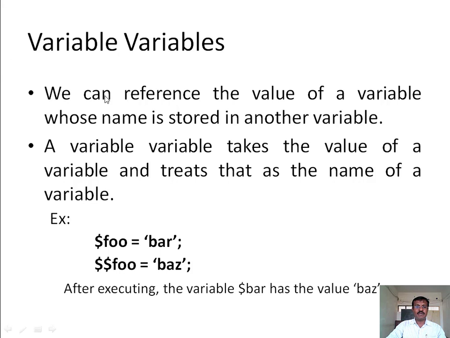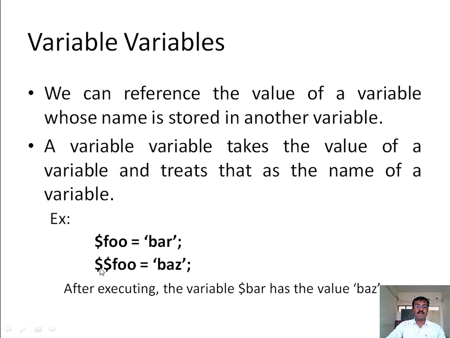We can reference the value of a variable whose name is stored in another variable. A variable variable takes the value of a variable and treats that as the name of a variable. By this example we can understand the concept much better. Here foo is a variable. For this variable I am assigning the value bar. Now with the concept of variable variables, I can make this bar a variable.